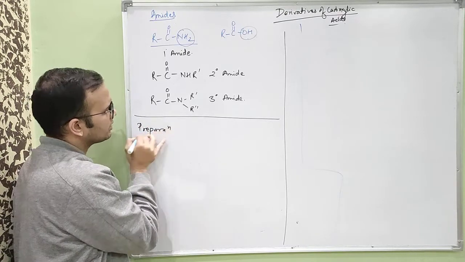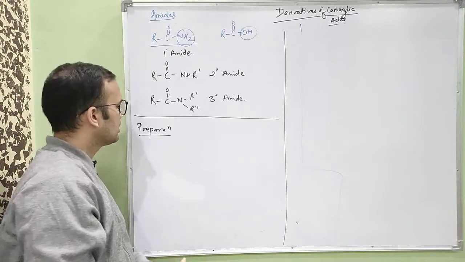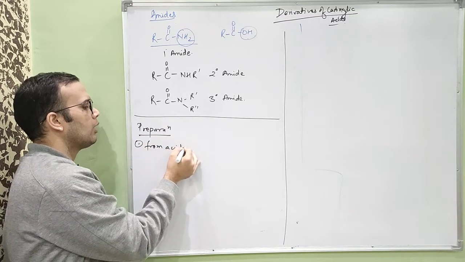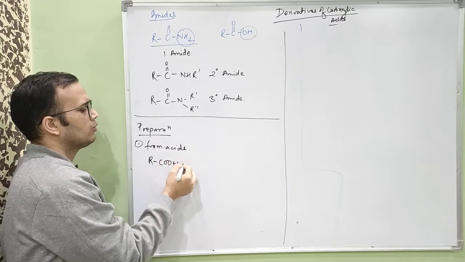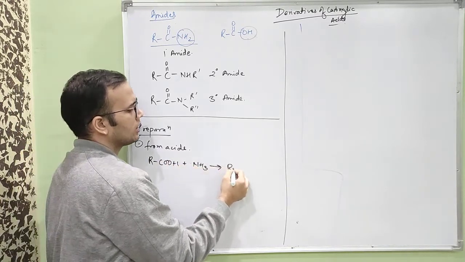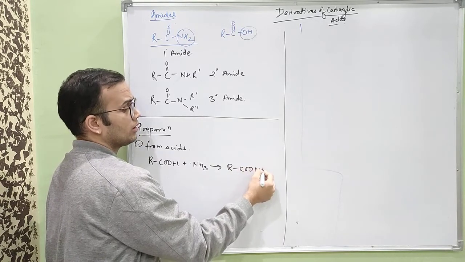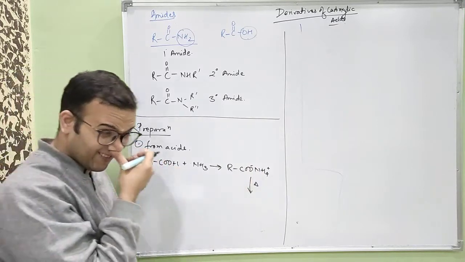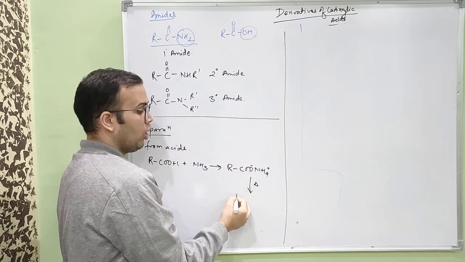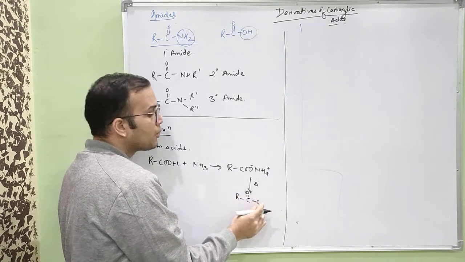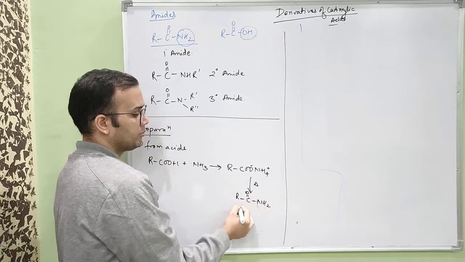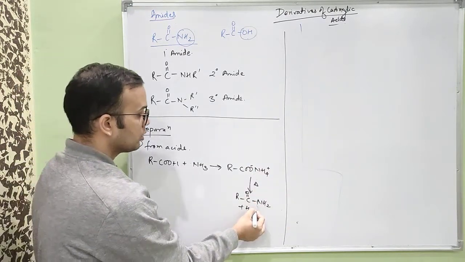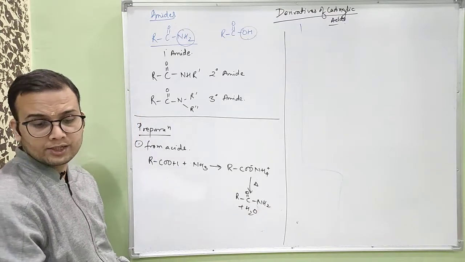Now let's take a look at preparation, and then we'll take a look at the physical properties if we have some information about them. So how do we prepare this? First, from acids. If you treat an acid with ammonia, you get the ammonium salt. This is the ammonium salt. But if you heat it, and this will be true everywhere, whenever you heat an ammonium salt, you will always get amide plus water, H2O. Take that out, you will get CONH2. Got it? That's the first one.